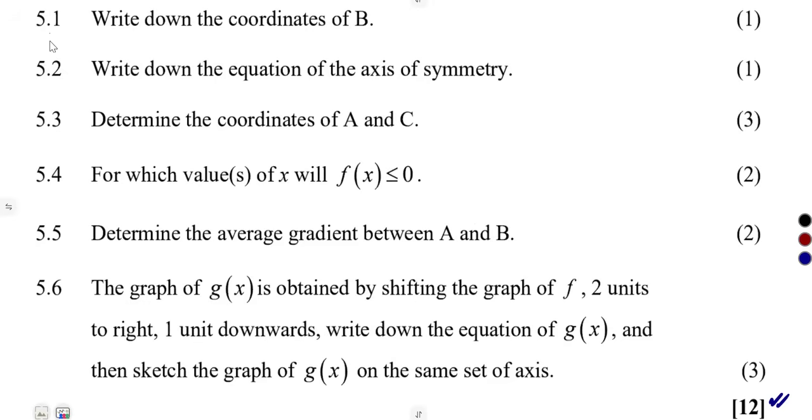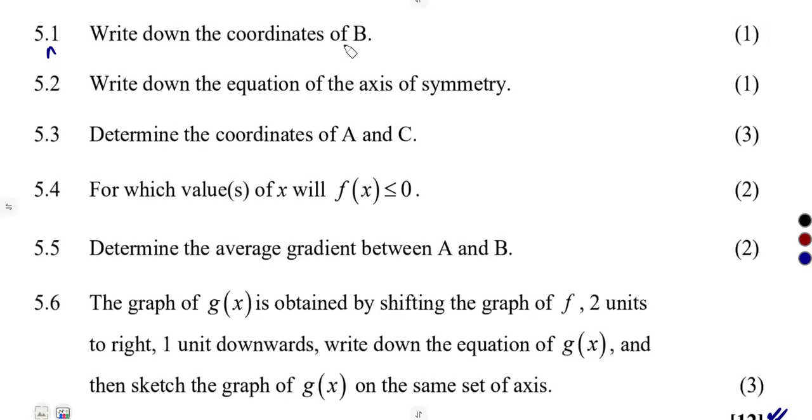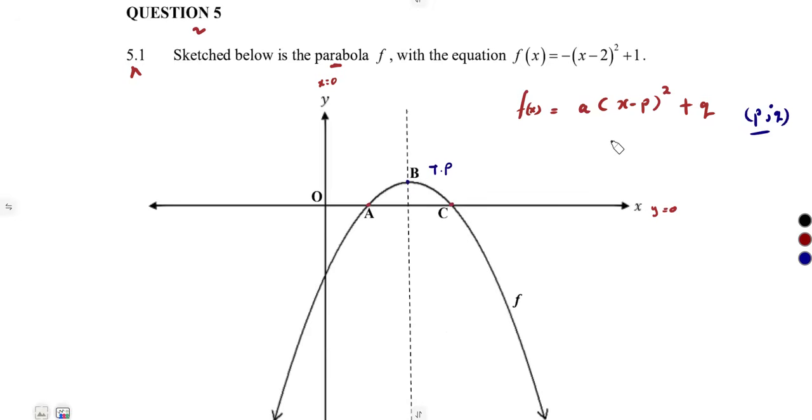So we are given 5.1: write down the coordinates of B. We said B is the turning point. And from our understanding of this turning point concept, it follows that the point B is simply going to be given from the format that we are given. As we can see, if it is x minus p, we are going to have p as the x value for the turning point. Take note, we've got x minus 2.